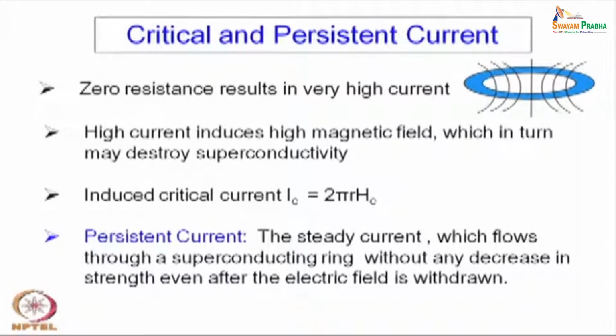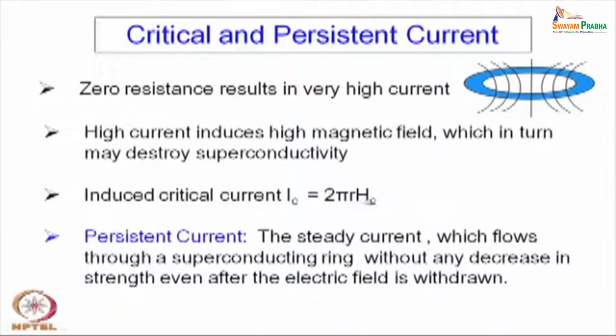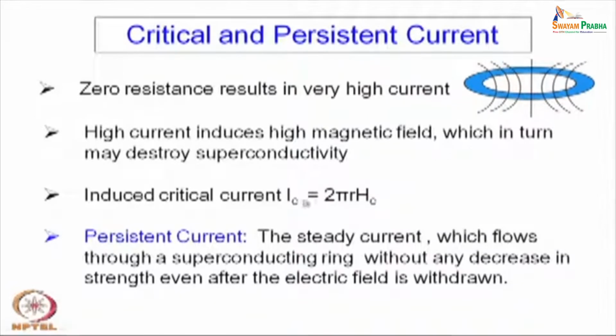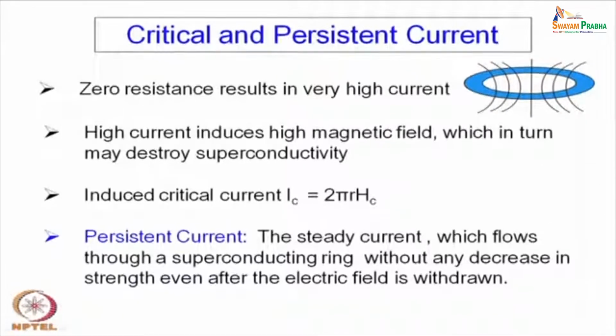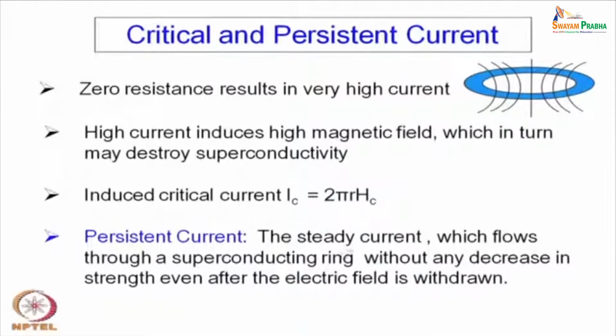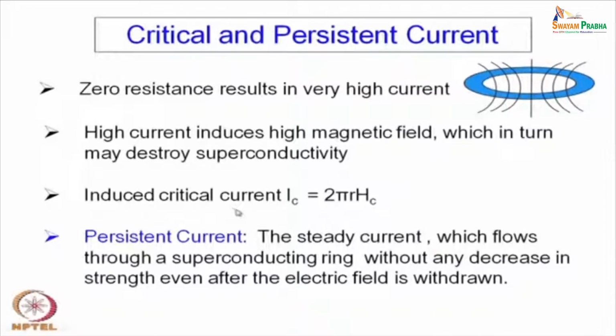Now, the value of the induced critical current depends on Hc, actually, and also depends on the diameter or the radius of the ring. So, Ic is equal to 2 pi r Hc, where Hc is the critical field above which the superconducting property may be lost. So, that is what the critical current is. We will discuss in a little more detail what those values are and what exactly it means.